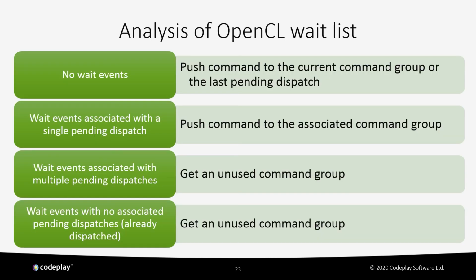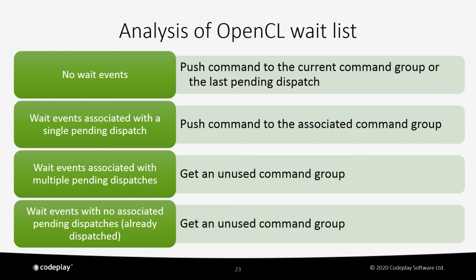The analysis our CL code on top of MUX does when it gets an enqueue call with a wait list is split up into a few cases. When there are no wait events passed by the user, we can just push that command onto either the current command group that's not been dispatched yet or the last pending dispatch. If there are wait events, but they're all associated with a single pending dispatch, we can just push that command onto the command group associated with that pending dispatch.